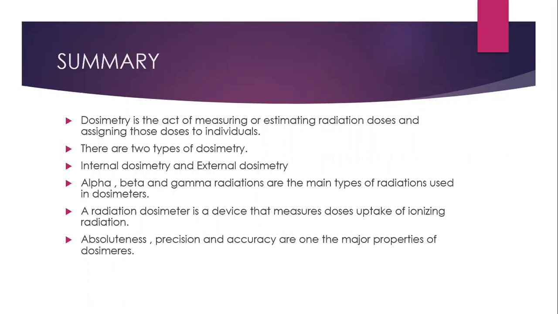Here is the short summary of dosimetry. Dosimetry is the act of measuring or estimating radiation doses and assigning those doses to individuals. As we have read earlier, there are two types of dosimetry: internal dosimetry and external dosimetry. And then alpha, beta, and gamma radiations are the main types of radiations. A radiation dosimeter is a device that measures dose uptake of ionizing radiation. And then the characteristics of dosimeters, which include absoluteness, precision, and accuracy. And these are the major properties.